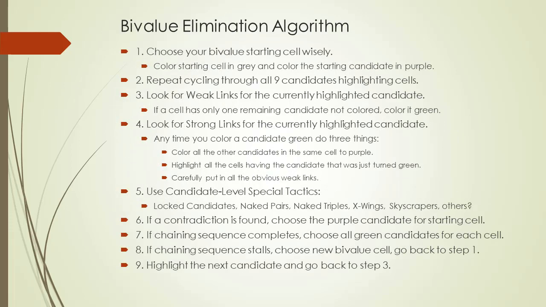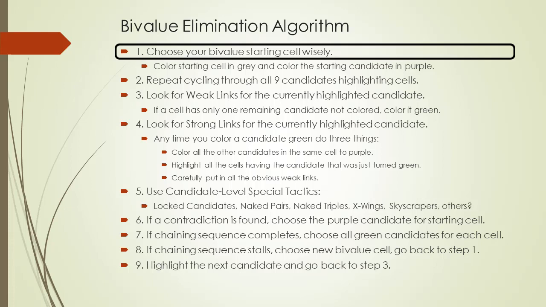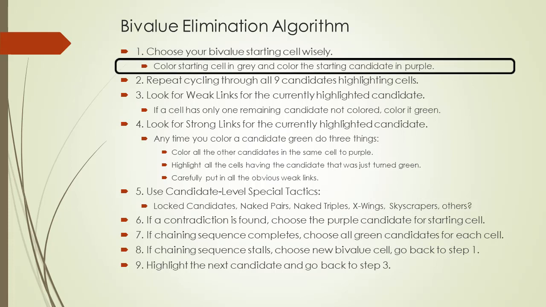Here is the bivalue elimination puzzle solving technique algorithm we will be using. First, we choose a good starting cell for the chaining sequence. We will look for a bivalue cell where both candidates add one strong link to the chaining sequence right from the start. After we choose, we color the background of the starting cell gray so we don't forget which one was the starting cell. We also color the starting candidate purple, indicating it is our initial premise of being off or false.